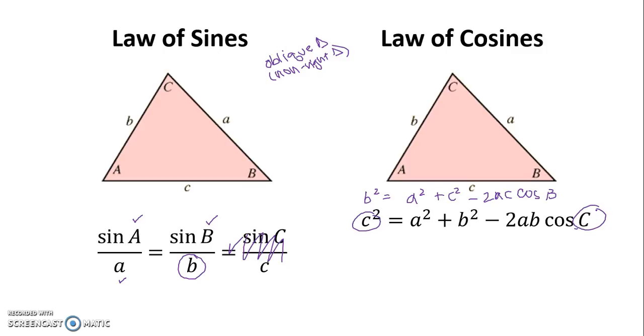You could use this same formula to find angle C, but we do have it worked out for you as well, already solved for cosine of angle C. So I would do all of this on the right side and then do cosine inverse.